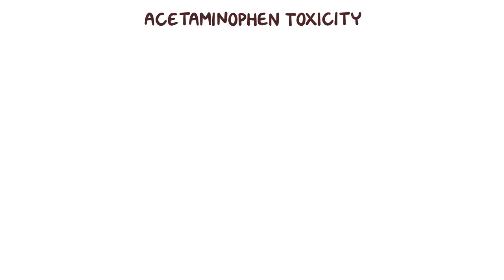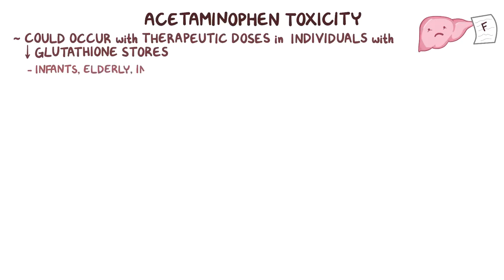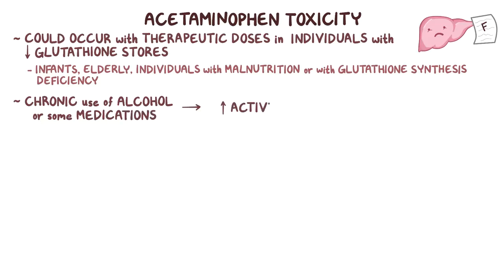Acetaminophen toxicity is the most common cause of liver failure in the USA. It's important to note that it could even occur with therapeutic doses in individuals with low glutathione stores, such as infants, elderly, individuals with malnutrition, or with a genetic condition called glutathione synthesis deficiency. On the other hand, chronic use of alcohol, or some medications like barbiturates, phenytoin, and carbamazepine, can enhance the activity of CYP450, so more NAPQI is produced.